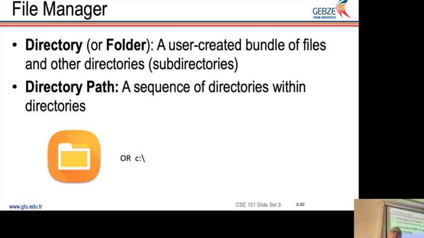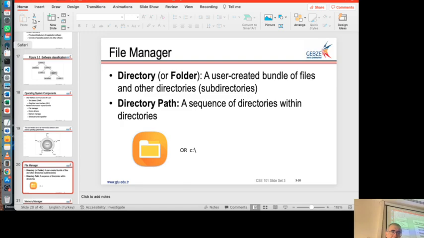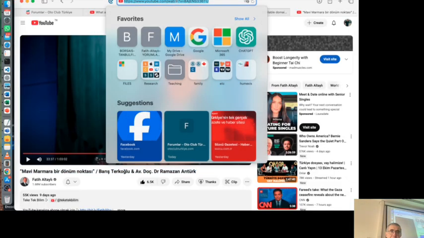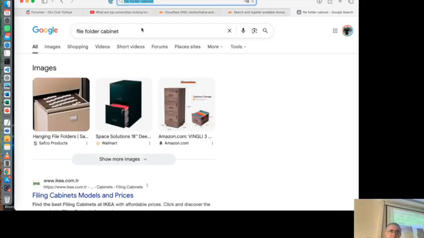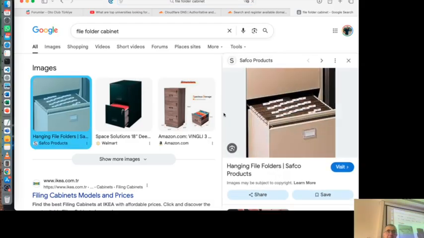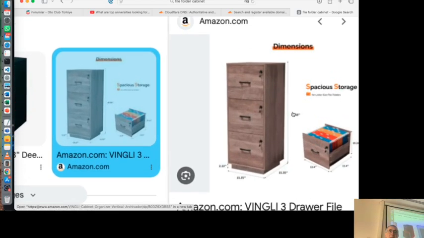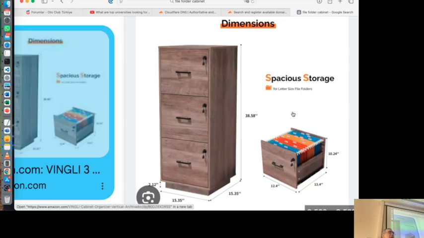This directory is named after this thing. In the Western world, these file cabinets are very common. They have been in use for the last 150 years, maybe more.